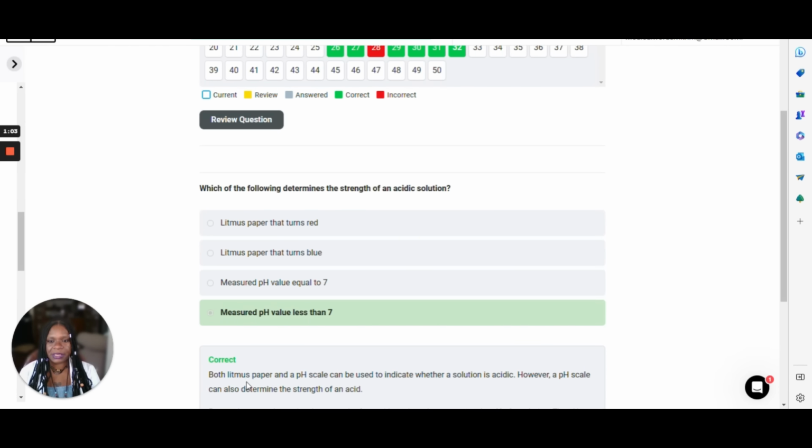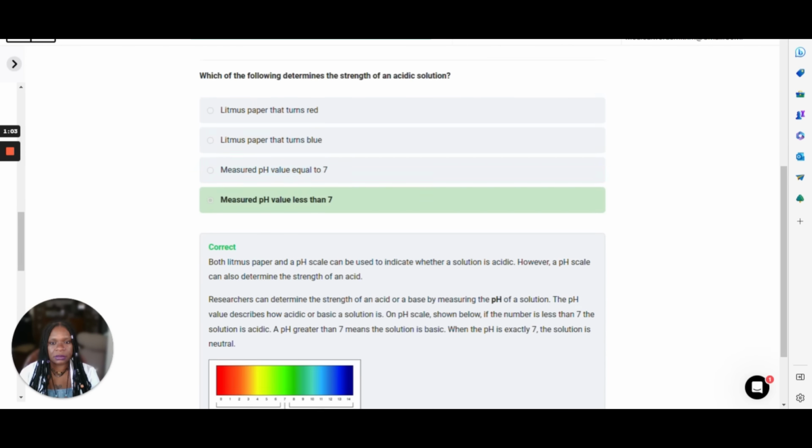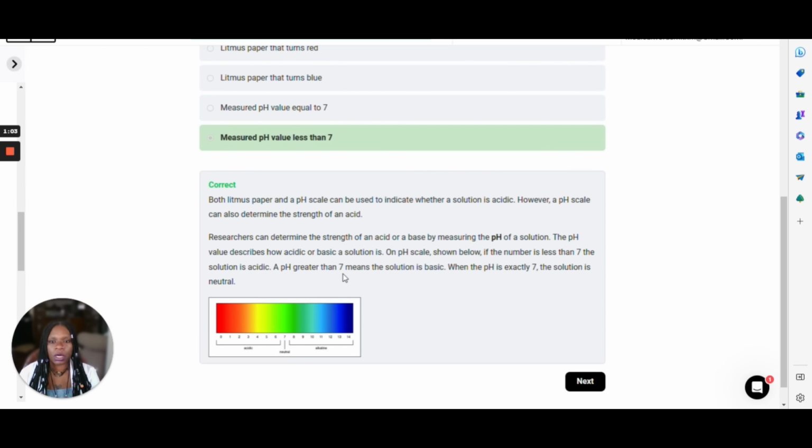Correct. Both litmus paper and a pH scale can be used to indicate whether a solution is acidic. However, a pH scale can also determine the strength of the acid. That's the key right there. The strength of the acid. Okay. You can be far more specific when you have the actual pH strips.